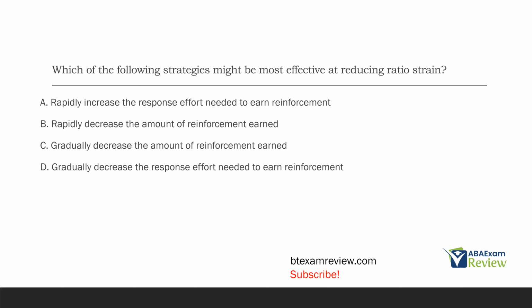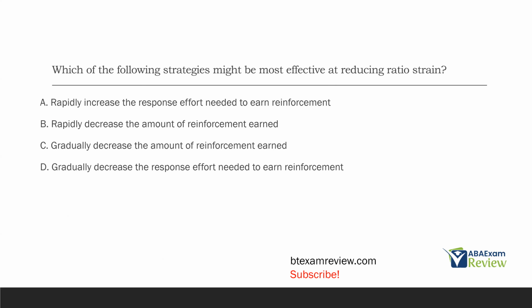C, gradually decrease the amount of reinforcement earned. Much better, right? A good, effective way at avoiding ratio strain is to gradually fade, right? We want to gradually fade reinforcement and gradually increase response effort. We don't want to do it too rapidly.